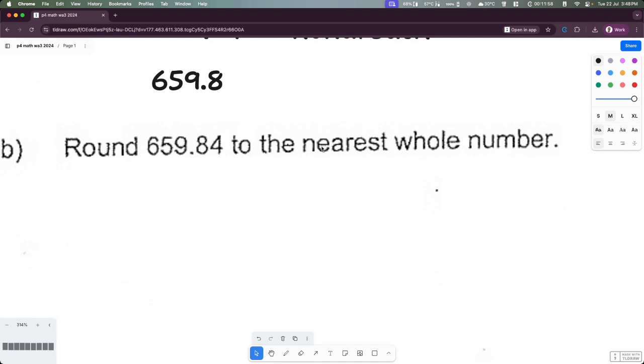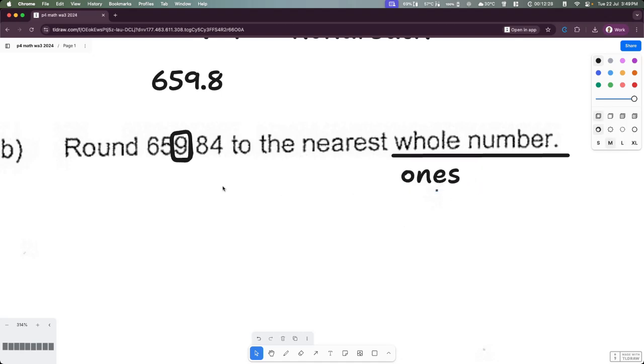Same number, but to the nearest whole number. Sometimes people might not know what this whole number means. It's actually something pretty straightforward. To the nearest whole number means to the nearest ones. This is something that you need to take note of.